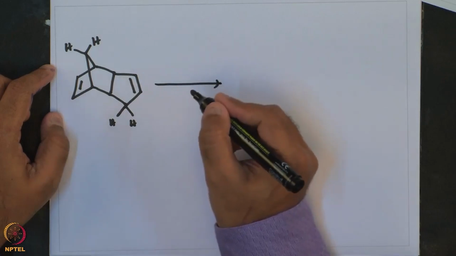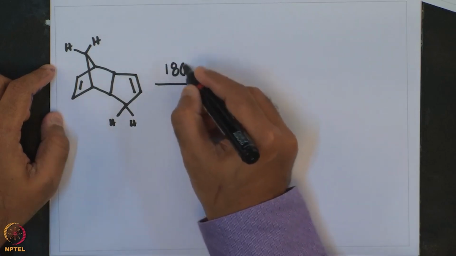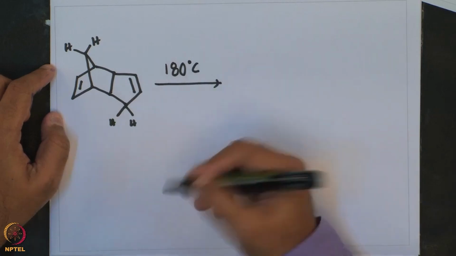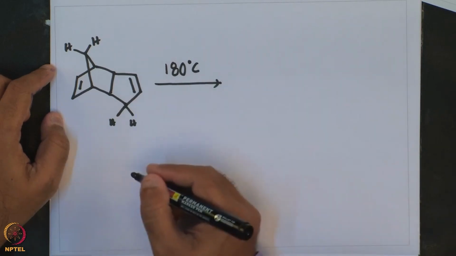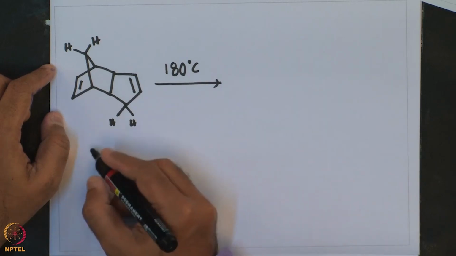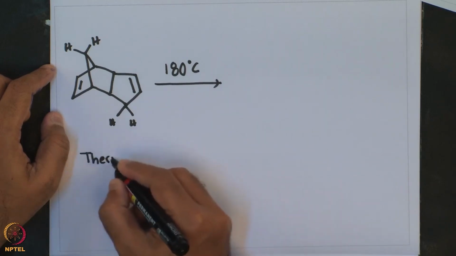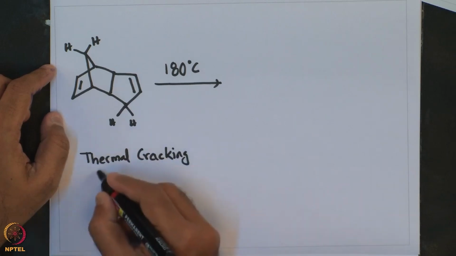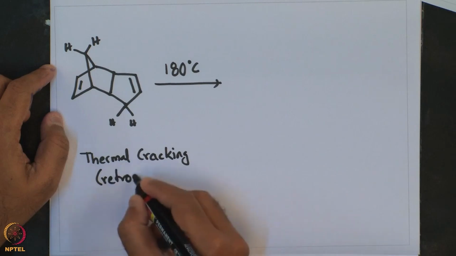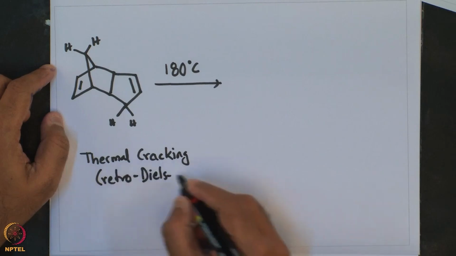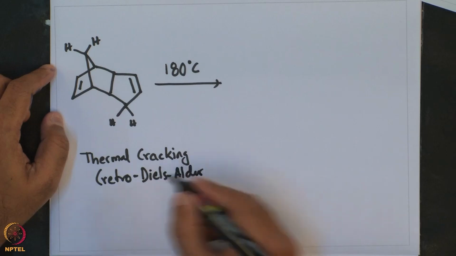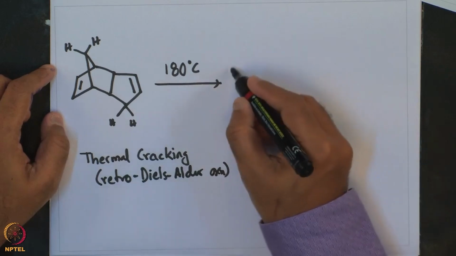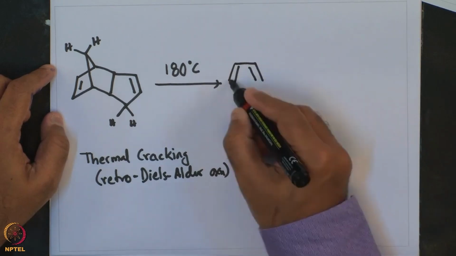Now, upon heating at 180 degrees centigrade, the one performs thermal cracking or does a retro Diels-Alder reaction, giving rise to formation of a cyclopentadiene.